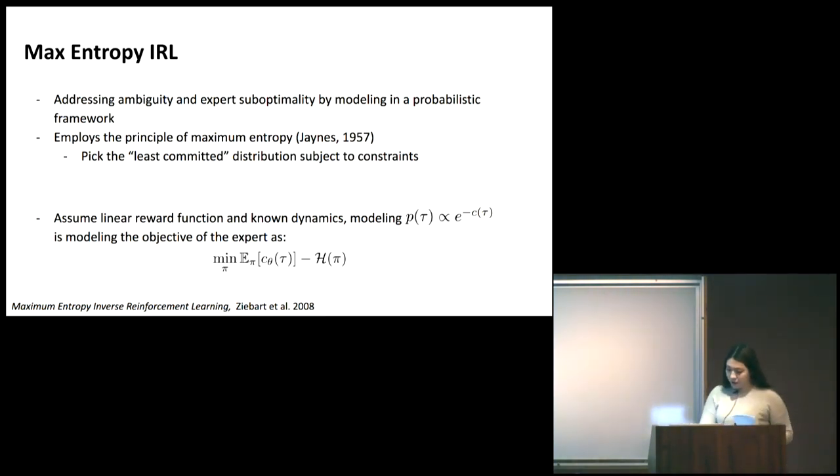Okay, so what we're going to do is assume, again, a linear reward function and known dynamics, and model the probability of a trajectory under an optimal policy as proportional to the exponential of the reward function. We can interpret this as: if the cost is really high, it's exponentially less likely that it came from an optimal actor. But here we're allowing the optimal actor to not be optimal all the time. It has low probability of having these low reward trajectories.